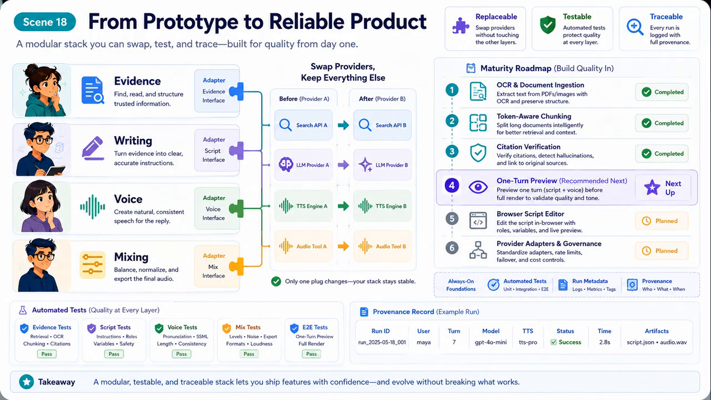Add automated tests for schema validity, speaker coverage, citation presence, duration, and audio file integrity. Store run metadata so every published episode can be traced back to a source, prompt version, model, voice configuration, and approval. The central lesson is simple: separate evidence, writing, voice, and mixing so each part stays editable and accountable.